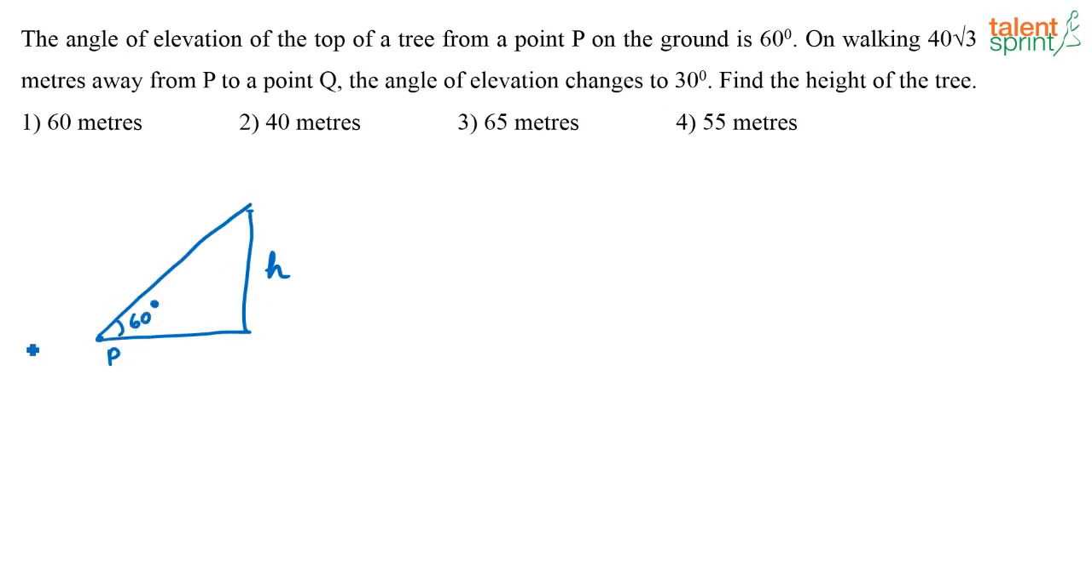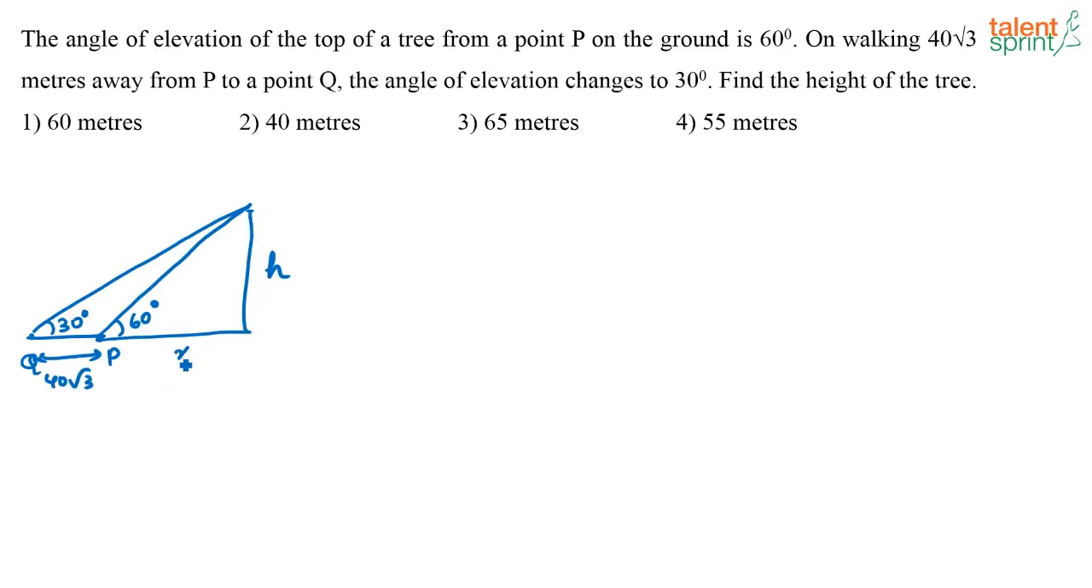Now what am I doing? I am walking 40 root 3 meters away from point P, and I am going to point Q. And then what is happening? The angle of elevation is becoming 30 degree. So this distance I have travelled is 40 root 3 meters. Now what are they asking? What is the height of the tree?